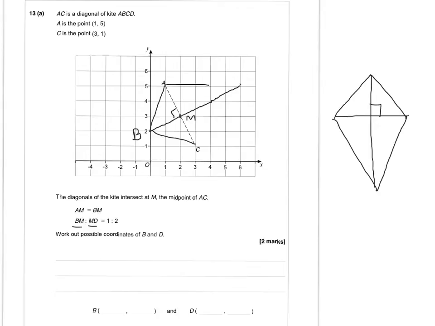And the question is, what are the possible coordinates of B and D? It says possible because there's more than one answer here. We can see that B is 0 across, 2 up, and we can see that D is 5 across, 5 up. There's another answer, because if I did M over here, it would be -2, 1, and B would be here, which would be 4, 4.